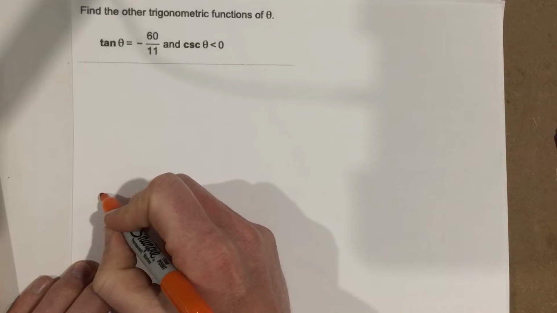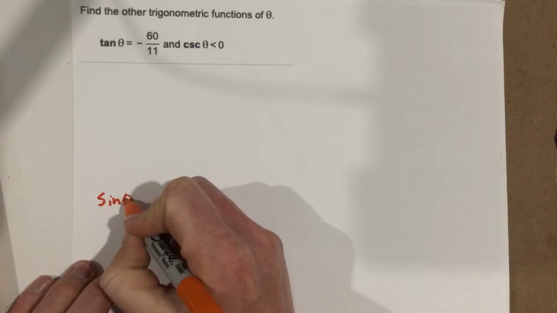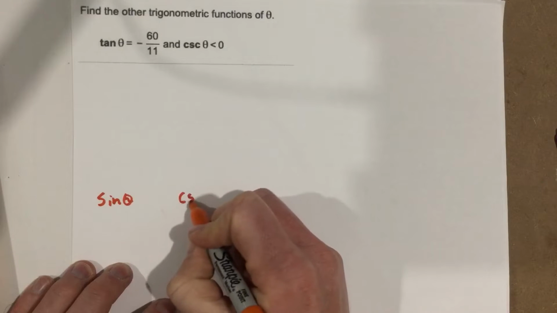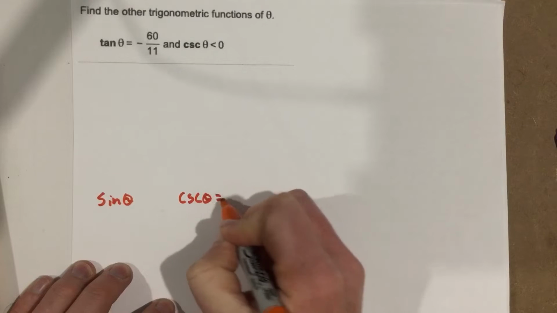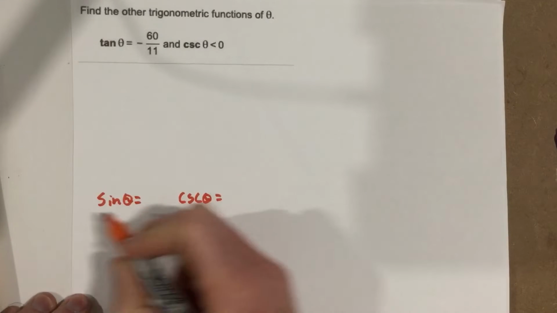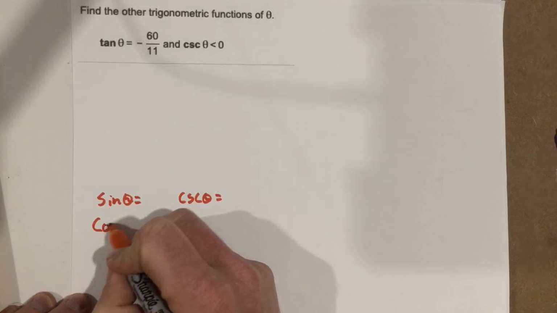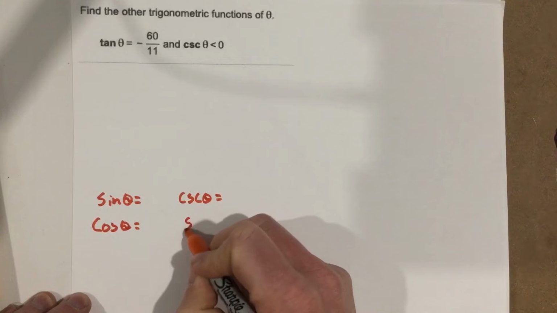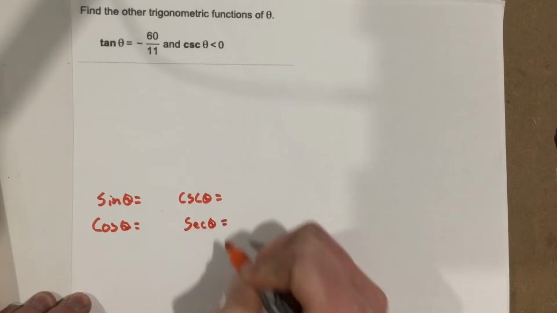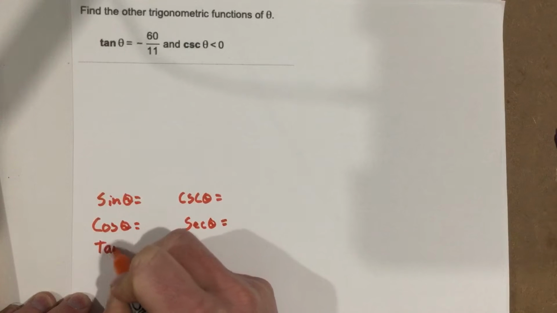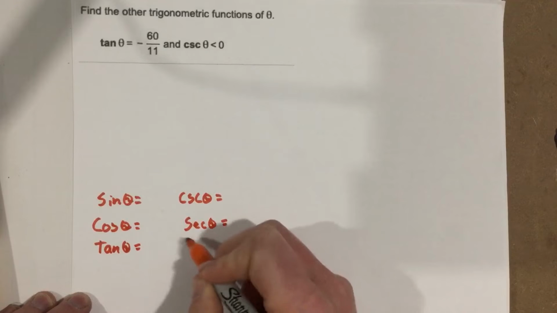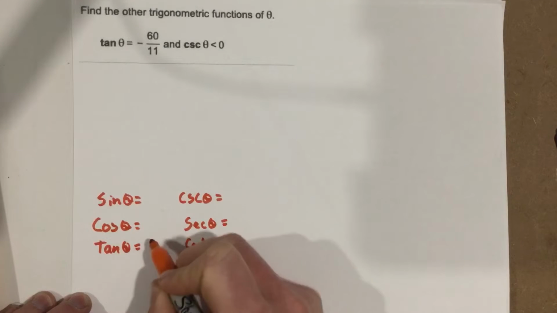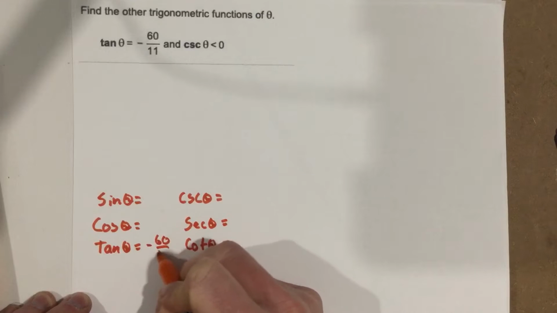We know we've got sine theta, and its reciprocal identity would be cosecant theta. We've got cosine theta, and its reciprocal identity is secant theta. We've got tangent theta, and its reciprocal is cotangent theta. Well, they tell us tangent theta is negative 60 over 11.